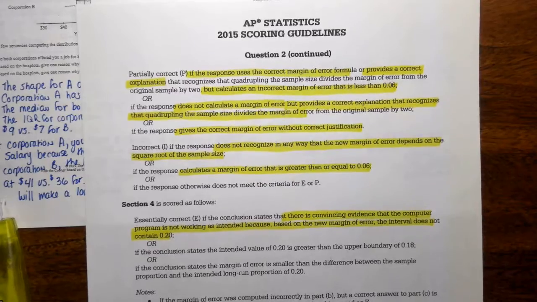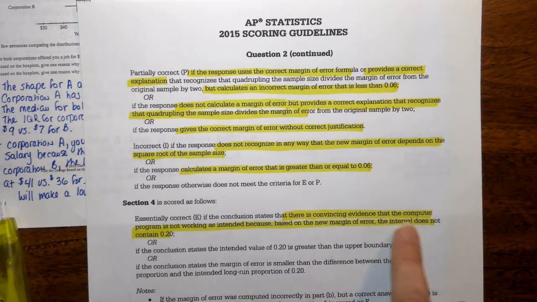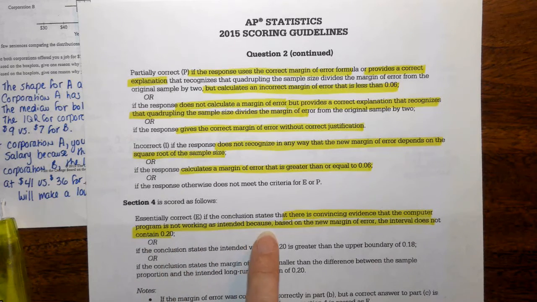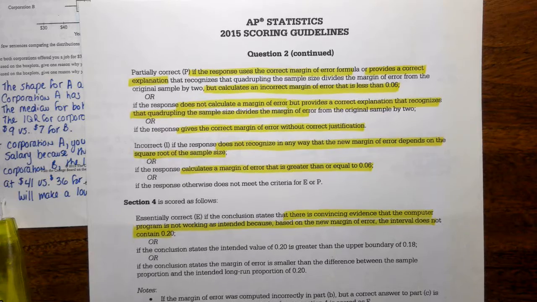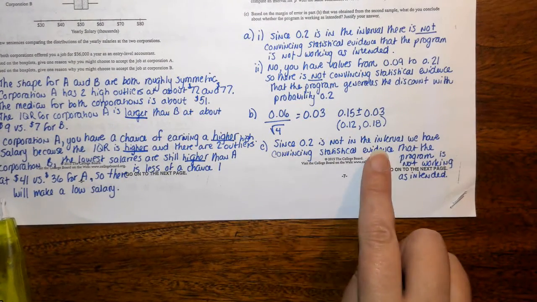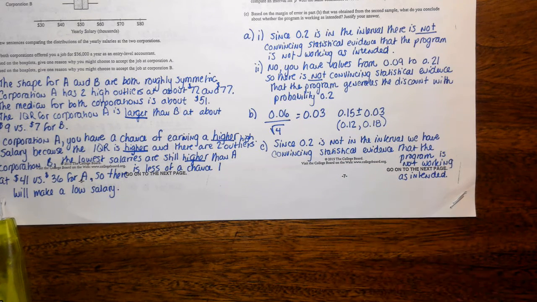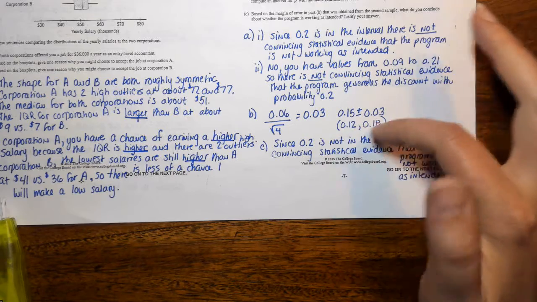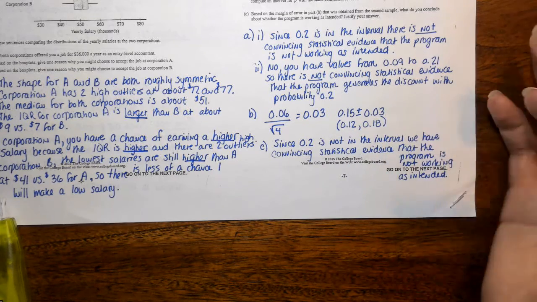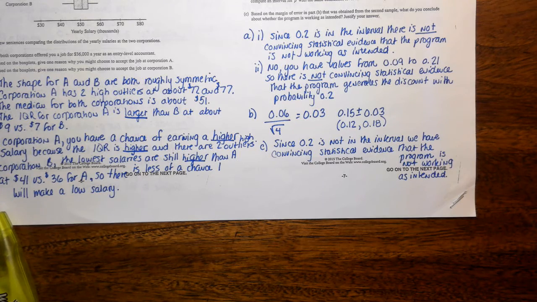Okay, last section for this, section 4, you get an E if you state there is convincing evidence that it's not working as intended, because based on the new margin of error, the interval does not contain 0.2. Okay, so I said since 0.2 is not in the interval, we have convincing statistical evidence that the program is not working as intended. So I've checked my new interval with my new margin of error. 0.2 is not in there anymore, so now we have convincing statistical evidence.